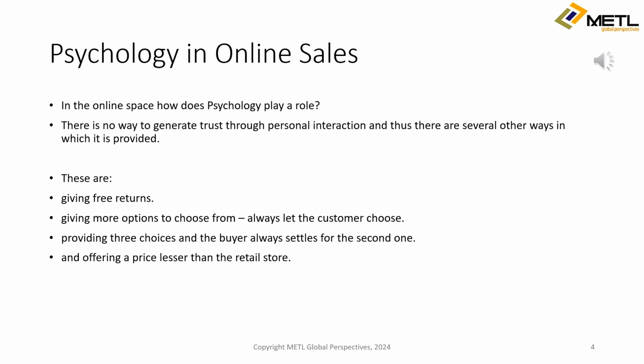How can this be fulfilled in the online sales paradigm? In the online space, how does psychology play a role? There is no way to generate trust through personal interaction. Thus, there are several other ways in which it is provided. These are giving free returns, giving more options to choose from, always letting the customer choose, providing three choices, and the customer always tries and settles for the second one, offering a lesser price than the retail store, having a very good customer centric service department, handling returns policy very well, fulfilling the order well. These are all the aspects which aid in the psychology part of an online sales situation.